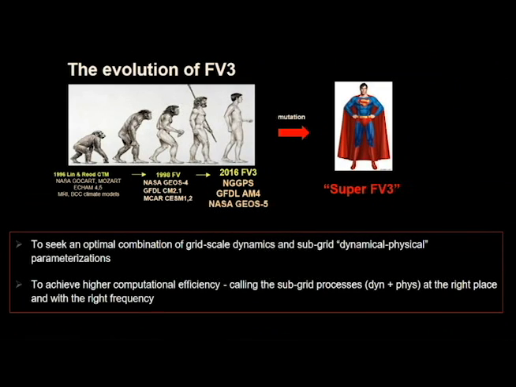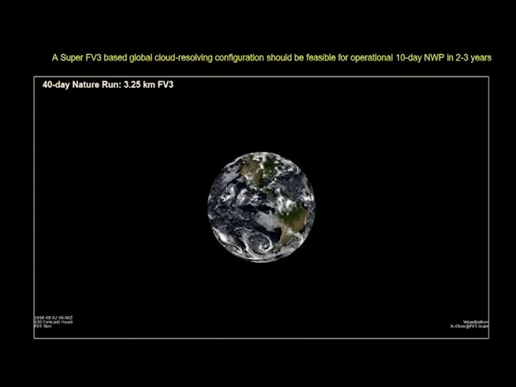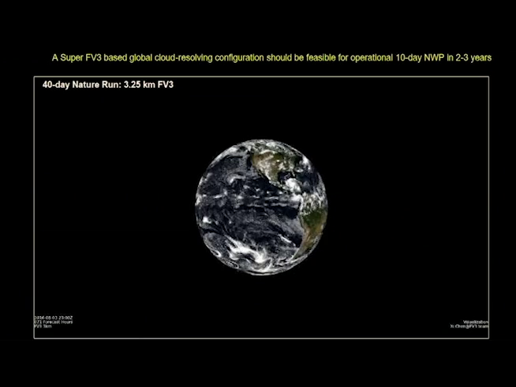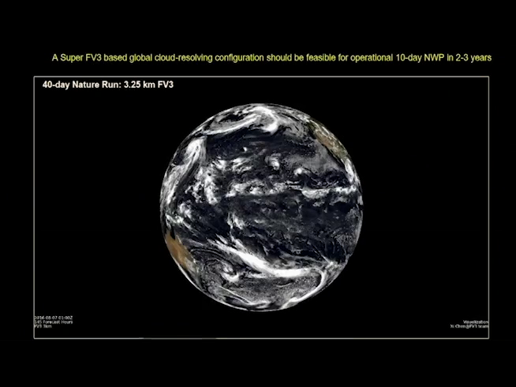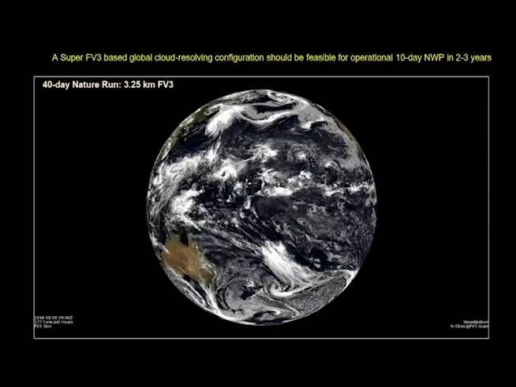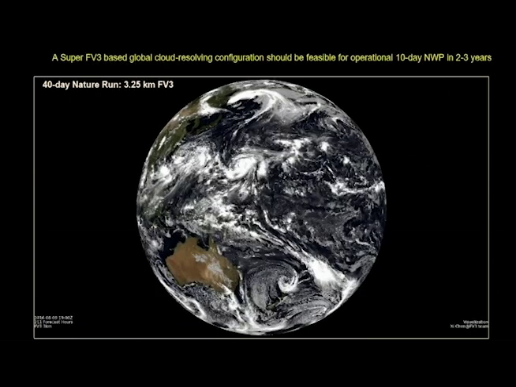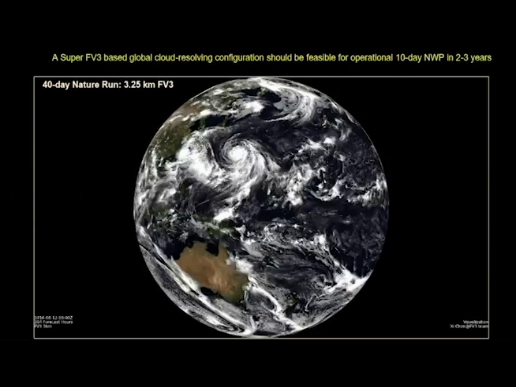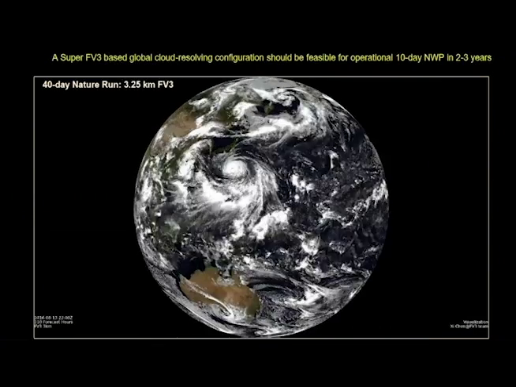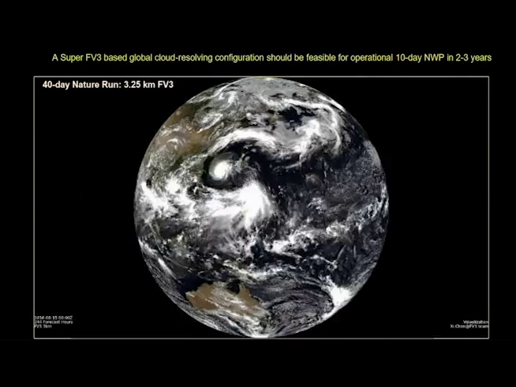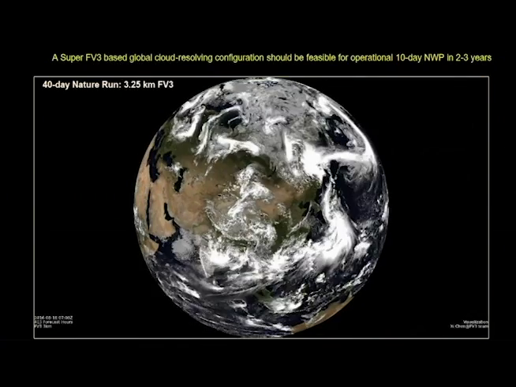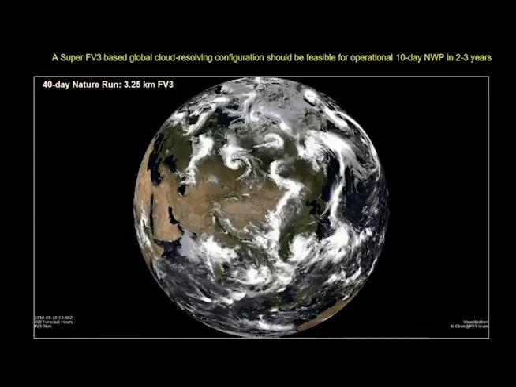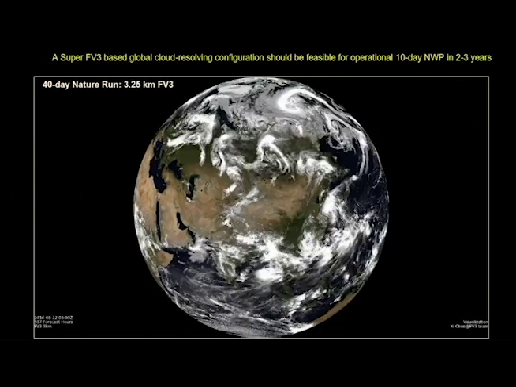So quickly, I lost a lot of time. I want to skip this. This is really for Bob, and the 40-day nature run using the 3 kilometer. I hope the next time I will show you guys 1 kilometer. I promise. Somehow, some way. But this is the 3 kilometer simulation. And thank you. I really apologize for taking too much time.